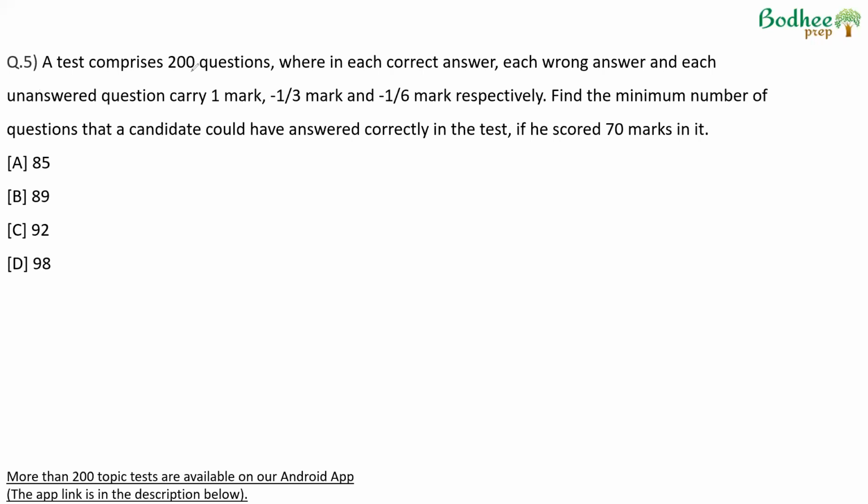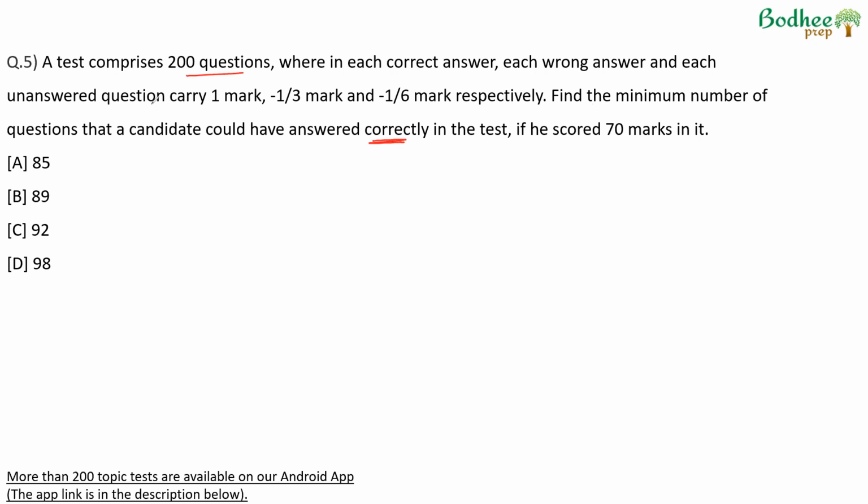A test comprises 200 questions, wherein each correct answer, each wrong answer, and each unanswered question carry 1, minus 1 by 3, and minus 1 by 6 mark respectively. Find the minimum number of questions that a candidate could have answered correctly, if you scored 70 in the test.